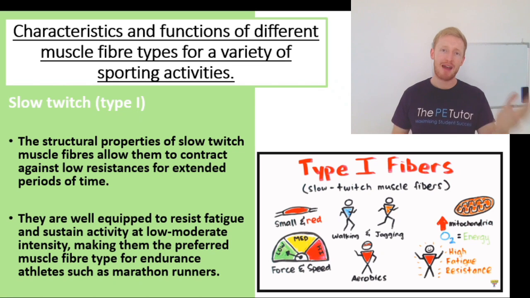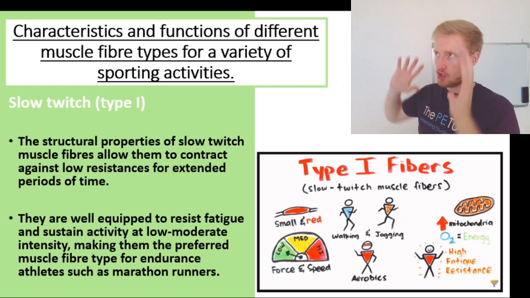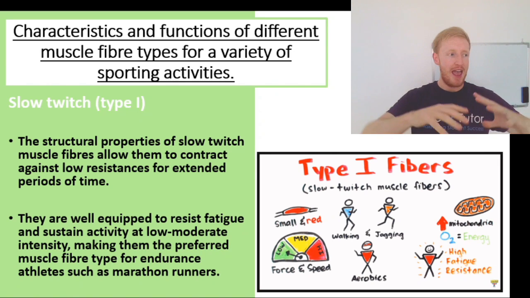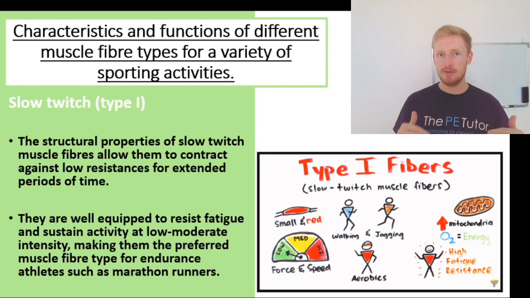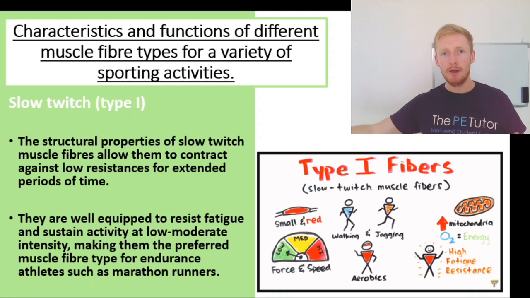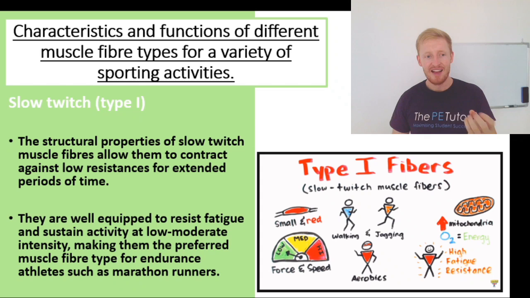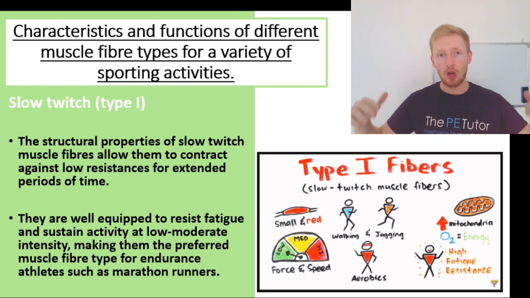So they're ideal, as you can see from the second point just there, they're ideal for marathon runners, for endurance athletes. And perhaps not just ultra-endurance athletes, but any sort of sports performer that requires moderate level of activities for 30, 40, 50 minutes and beyond, these muscle fibers, slow twitch, type 1, they allow these performers to actually sustain that low-level movement.